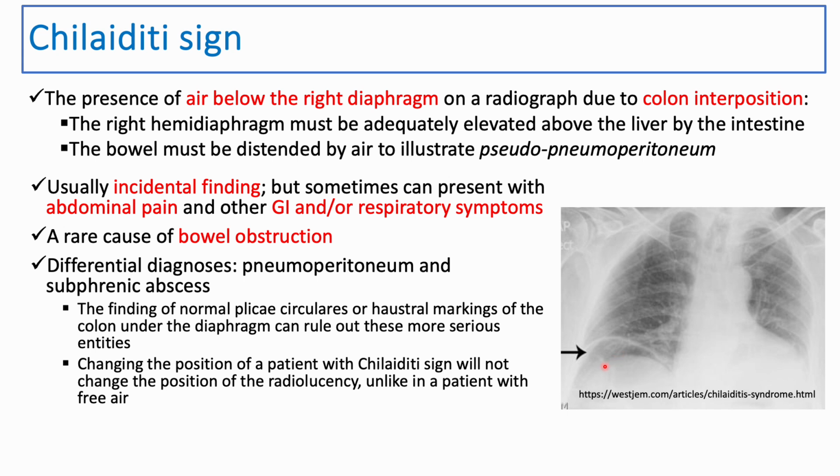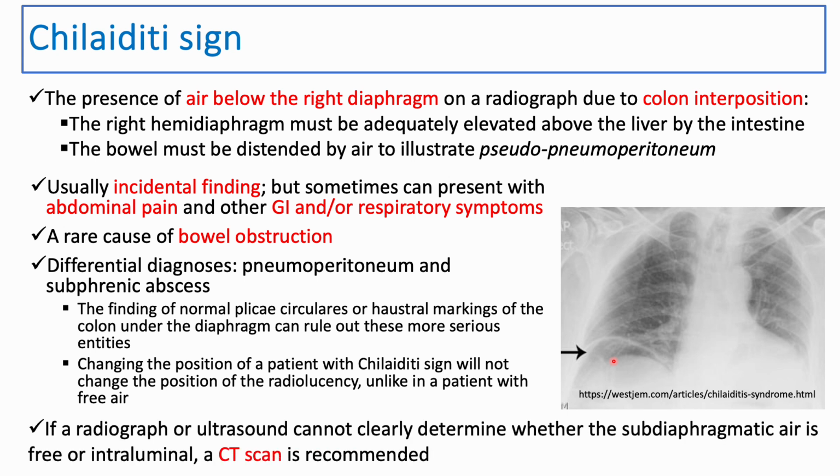But usually, if you look carefully at the air in that area, you can see the normal plicae circularis or the haustral markings of the colon under the diaphragm, instead of just pure black or pure air in that area. Also, if you change the position of the patient, this will not change the finding of air, but that will change if the patient is having free air from a more serious condition. And of course, if the diagnosis is still not clear, you can always get a CT scan, which can really show that this is just part of the colon, more commonly the hepatic flexure in that situation.